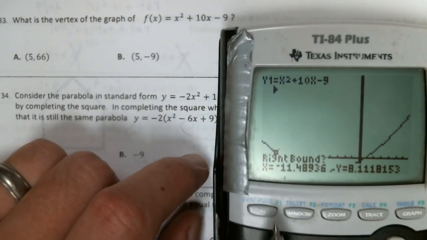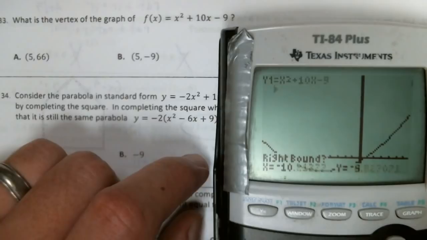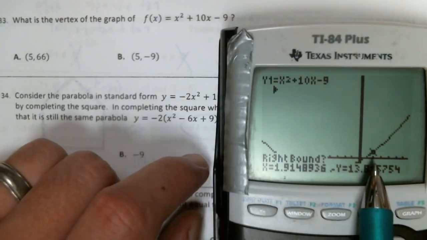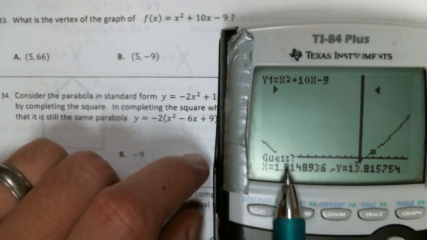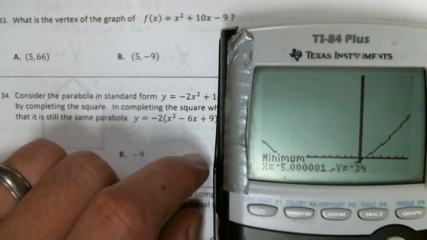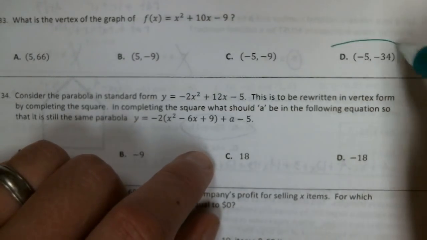Press enter. My calculator says, Mr. Manise, I need you to move Mr. Spidey to the right, please. Okay. I'm going to move Mr. Spidey all the way to the right. Anywhere to the right of the vertex is fine, guys. I'll go way up here just so you guys can confirm he's definitely to the right of the vertex. Press enter. My calculator says, Mr. Manise, are you ready for me to guess the vertex? Yes, Mr. Calculator, I want you to guess. Press enter a third time, and voila, there is your vertex. -5, -34. So there's your answer.